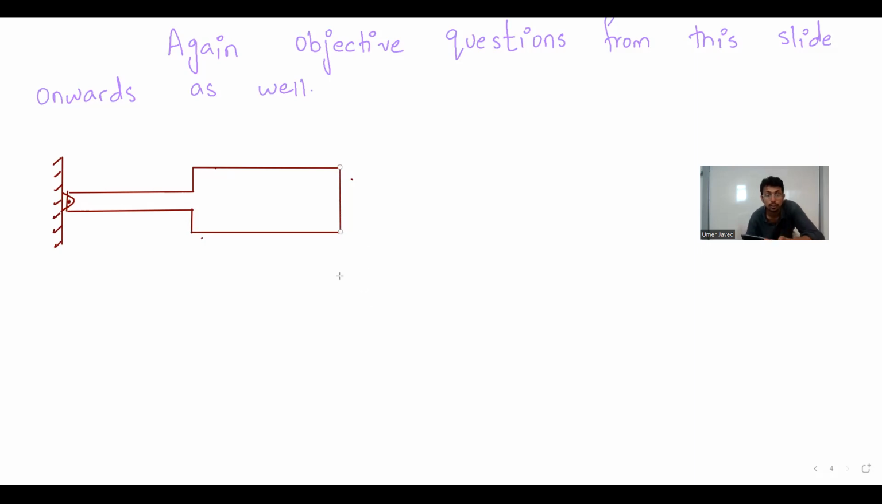Okay, this is something new. So don't get confused, please. Again, you have a hinge or a revolute, whatever. And we have again a nice support.